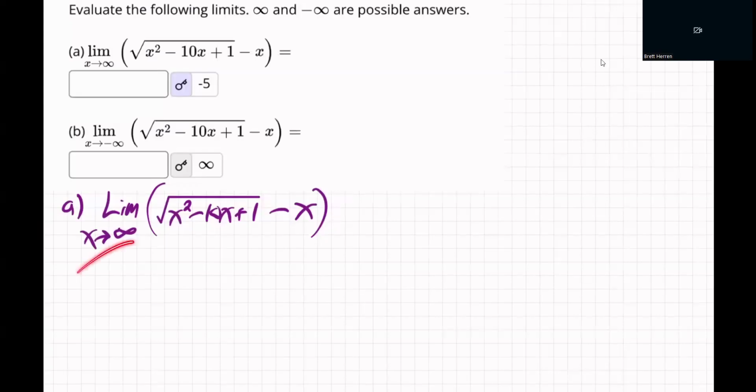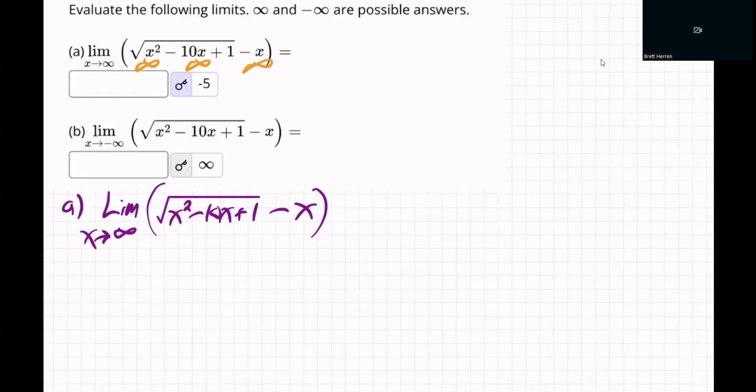In this question, we're taking the limit as x goes to infinity of this function. Actually, let's start up here. The first step is you could just plug in infinity. It's not going to work, but let me just do it. So you plug in infinity here, infinity there.